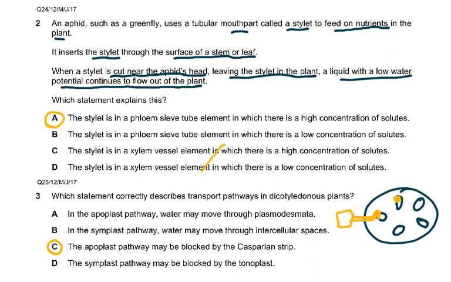So these were both wrong. If you know the structure of the stem only, then you can do this question. So the stylet is in the phloem sieve tube, in which there is a high concentration of solutes. You know that the phloem contains a lot of sucrose and amino acids and, in water, ions. So this is what you had to know about this part of the question.